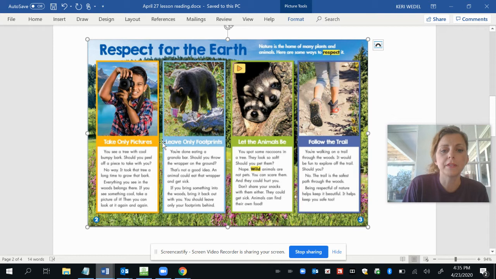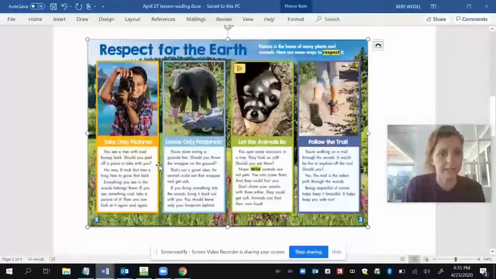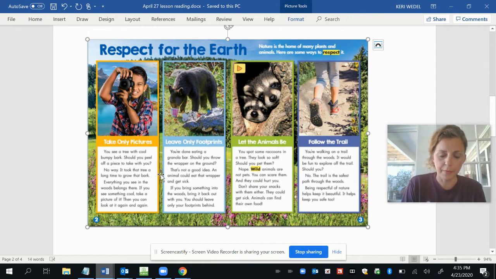Leave only footprints. You're done eating a granola bar. Should you throw the wrapper on the ground? That's not a good idea. An animal could eat that wrapper and get sick. If you bring something into the woods, bring it back out with you. You should leave only your footprints behind.